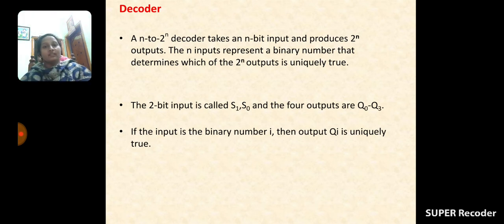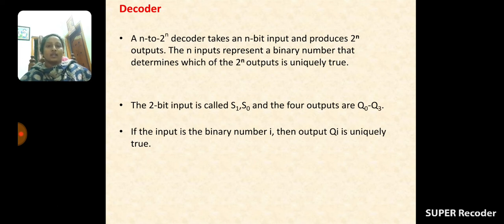So it is a device which is used to convert any of the number systems, that may be either octal, hexadecimal, or decimal number system, into binary number system. So here it is indicated as n to 2 to the power of n decoder. Here n are the input lines and 2 to the power of n are the output lines.